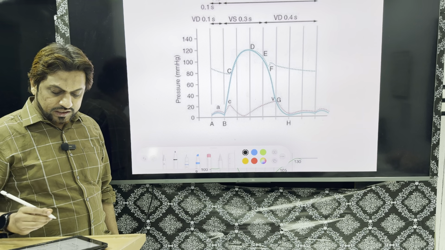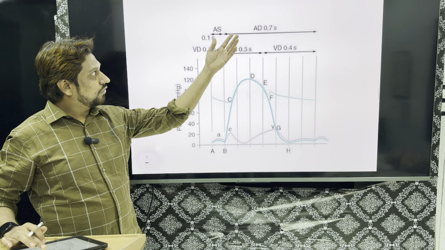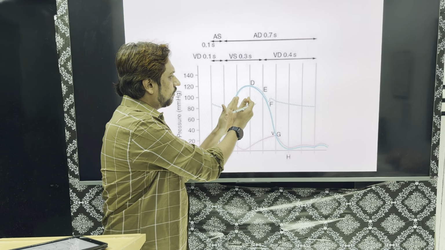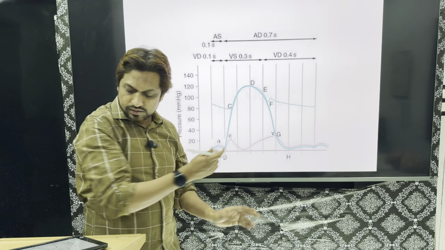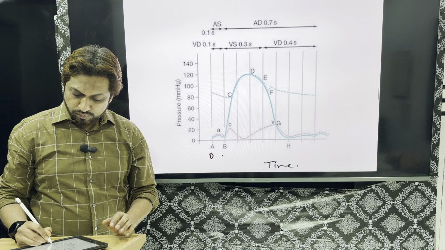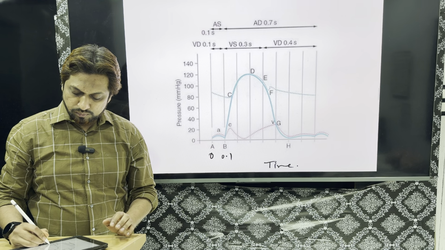So here, atrial systole is 0.1 second, atrial diastole 0.7 second, ventricular diastole 0.1 second, that is the last part, then ventricular systole 0.3 second and ventricular diastole 0.4 second. Diastole means relaxation, systole means contraction. So here these lines mark just 0.1 second. On the x-axis there is the time duration: 0, 0.1, 0.2, 0.3, 0.4, 0.5, 0.6, 0.7 and 0.8 second, totaling 0.8 second.